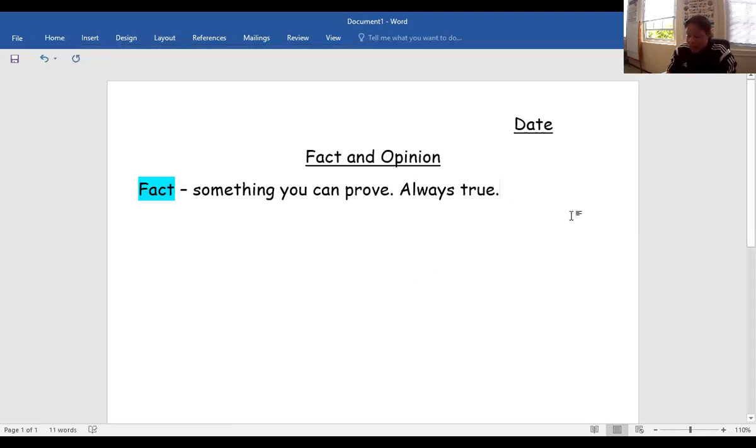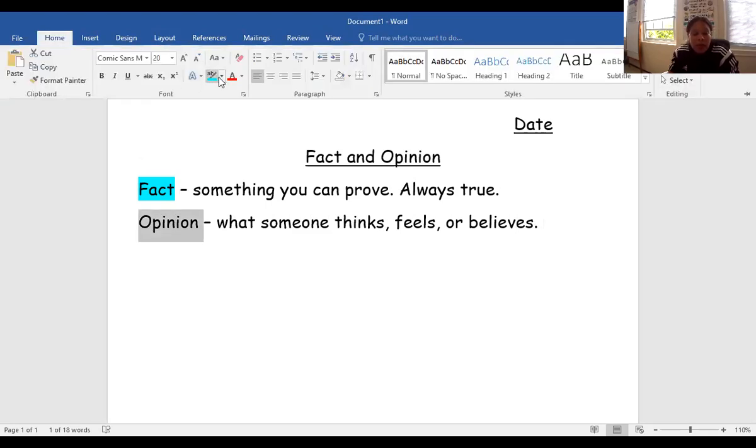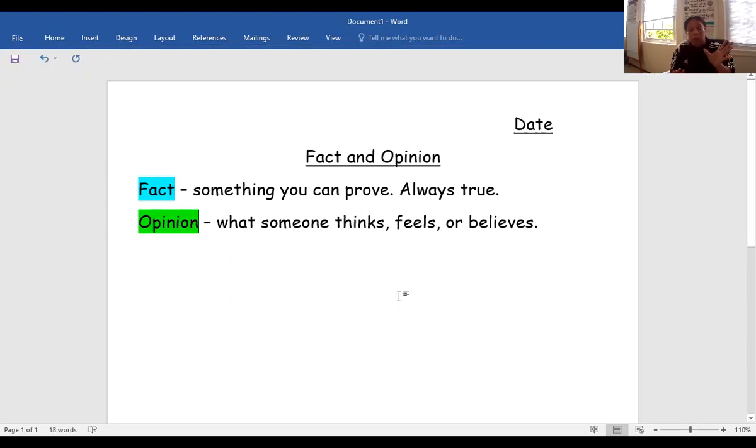Okay. Next, an opinion. What is an opinion? So an opinion is what someone thinks, feels, or believes. And I am going to highlight opinion in green for today. All right, so whenever we're talking about facts today, they're going to be highlighted in blue. Opinion is going to be highlighted in green. After you have these two definitions written down, we're going to do some practice.